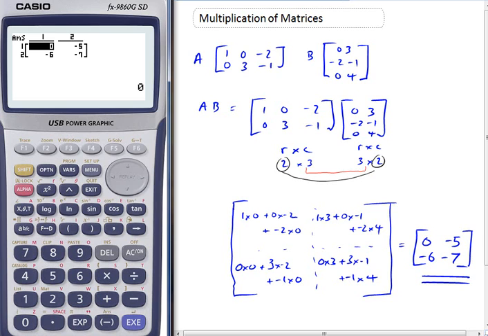It's a lot quicker. But of course, the examination determines whether you can use the calculator or not. You have to be able to understand matrix multiplication.